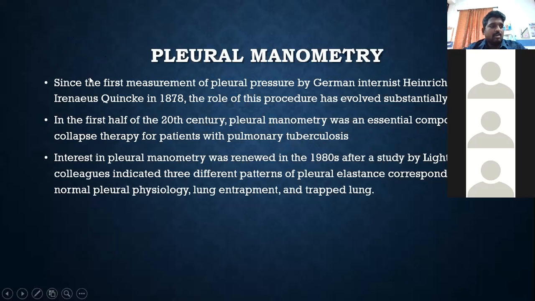Pleural manometry. As I already told you, this is not a new technique. The first measurement of pleural pressure was by a German internist, Heinrich, in 1878. The role of this procedure has evolved substantially. In the first half of the 20th century, pleural manometry was an essential component of collapse therapy for patients with pulmonary tuberculosis. Interest was renewed in the 1980s after a study by Light and colleagues indicated 3 different patterns of pleural elastance, showing how the pleura responds, corresponding to normal pleural physiology, entrapment, and trapped lung.